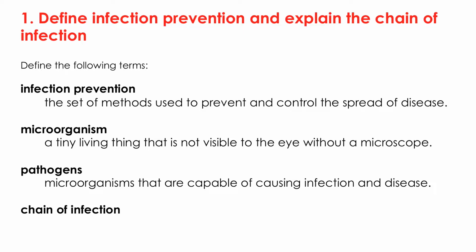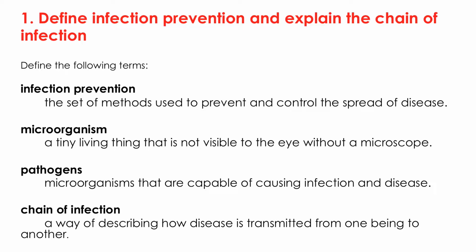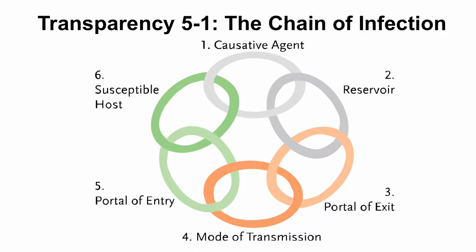A chain of infection is a way of describing how disease is transmitted from one being to another. And right here, for example, is the chain of infection. Number one is the causative agent. What is that pathogen that caused it? Then the reservoir, the portal of exit, the mode of transmission, the portal of entry, and the susceptible host. This chain of infection is what determines the chances of somebody actually getting an infection.